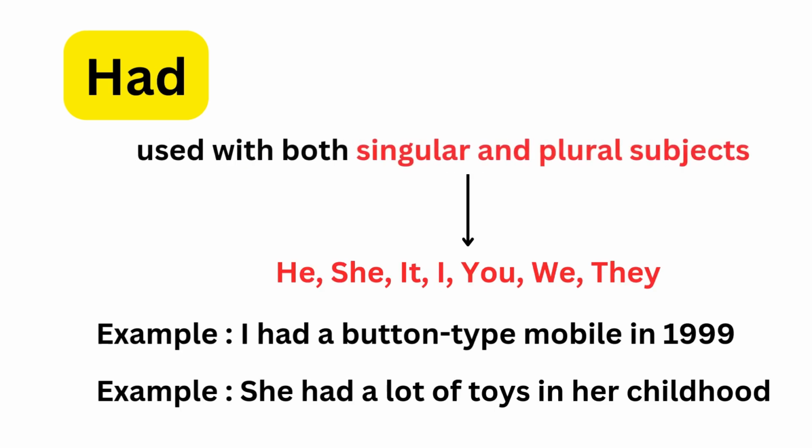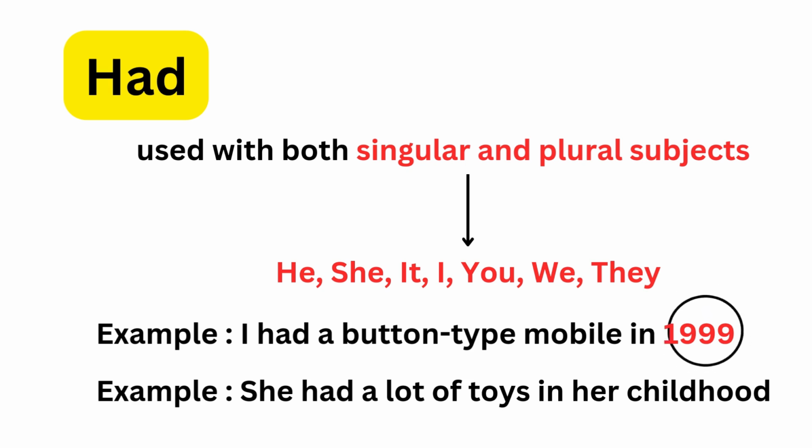Had is used with both singular and plural subject in the past tense: he, she, it, I, you, we, they. For example, I had a button type mobile in 1999. Here, had is used because it refers to the past, 1999.